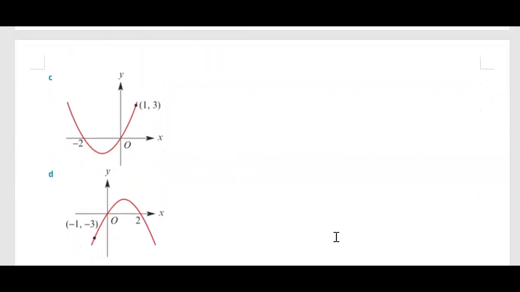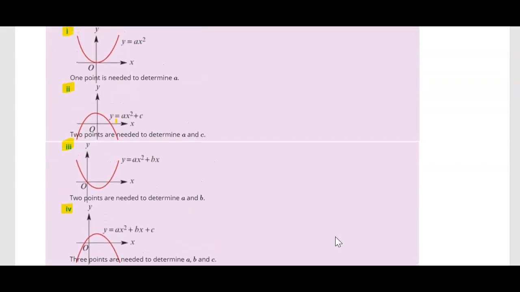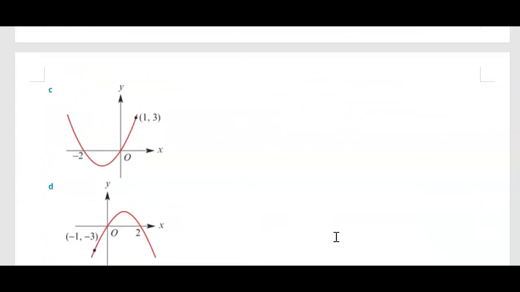All right, question C. Now, if we scroll back up to our summary, it is the same as the third one. So ax squared plus bx. All right, so we just substitute in 2 points. Remember, we can't substitute in the origin because we're going to get 0, 0. So our other 2 points, we've got 1, 3 and negative 2, 0. All right, so I'm going to substitute in negative 2, 0 first.